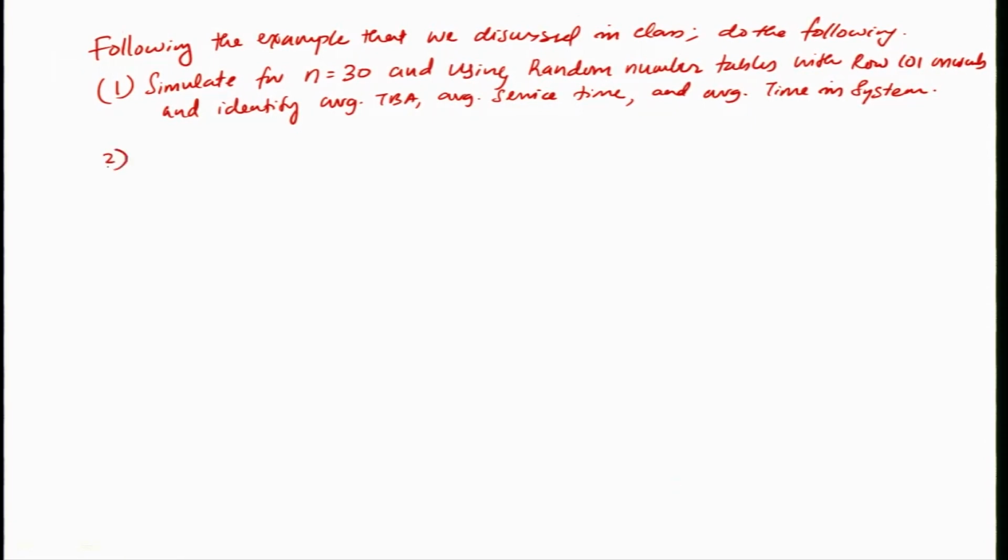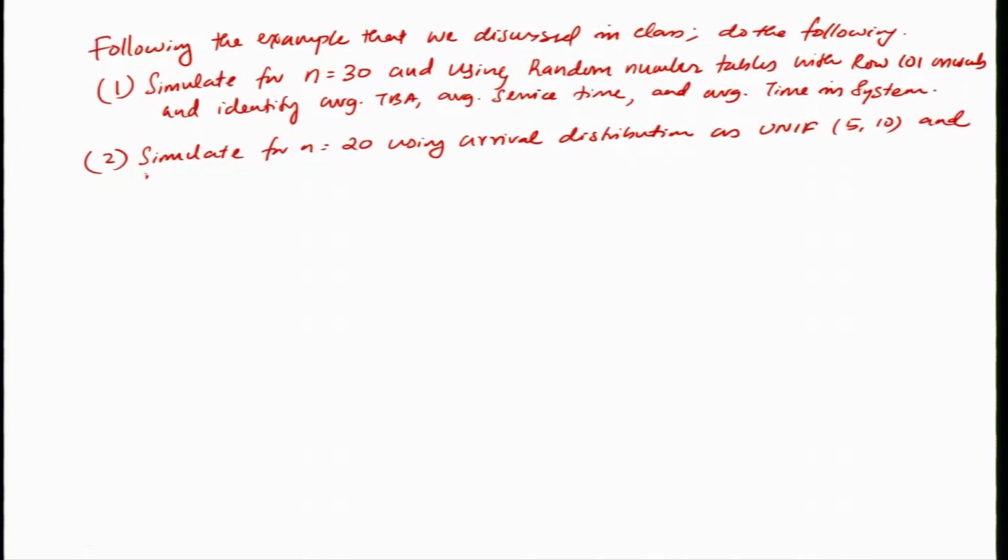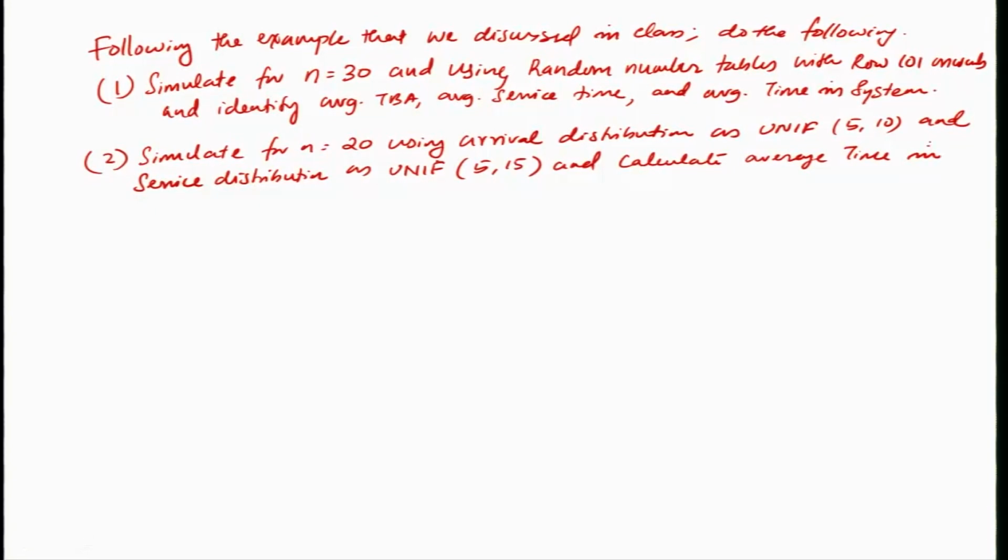Second thing is simulate for n equal to 20 using arrival distribution as uniform 5, 10 and service distribution as uniform 5, 15, and calculate average time in system and average server utilization.